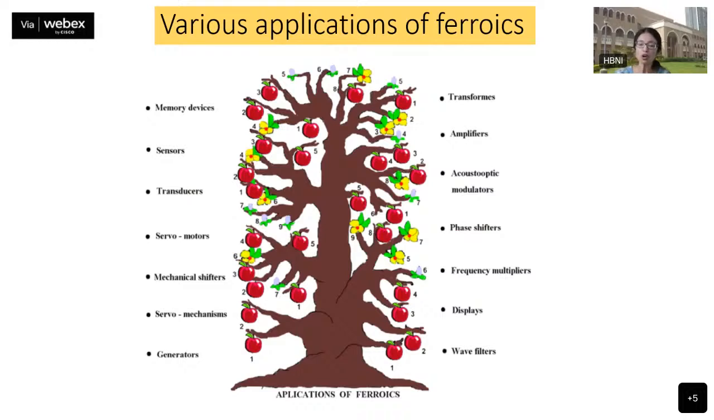As I said, there are a lot of applications of ferroics. Ferroic means it can be magnetic, electric, piezoelectric, or elastic, that is, ferroelastic. They are used in transformers, amplifiers, phase shifters, frequency multipliers, displays, wave filters, generators, mechanical shifters, transducers, sensors, and memory devices. So there are so many applications of ferroic materials.